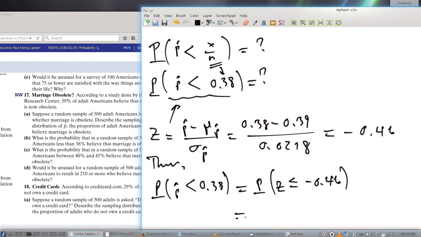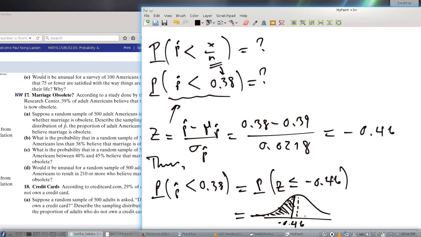And here this curve looks pretty much like this. So this is -1, -2, -3. So -0.5, which is -0.46, is somewhere around here. And this is the region that we're interested in, which is quite straightforward because the z table in the book pretty much provides us that number.